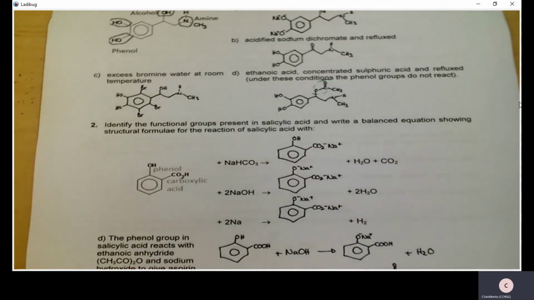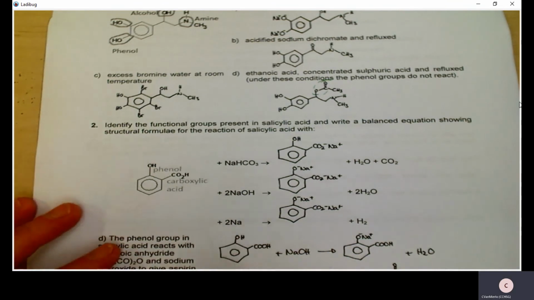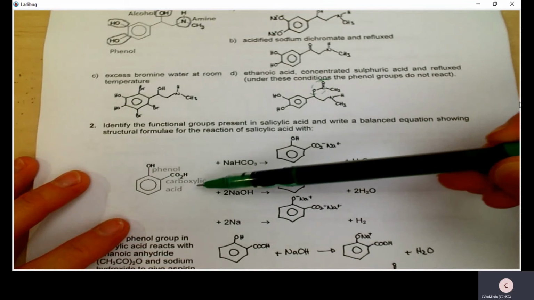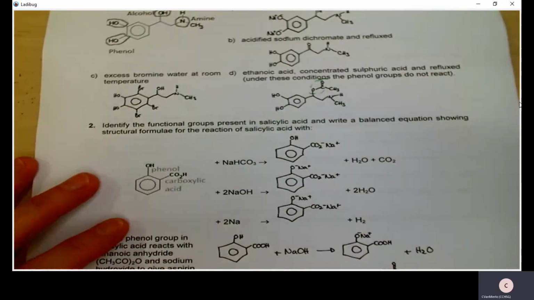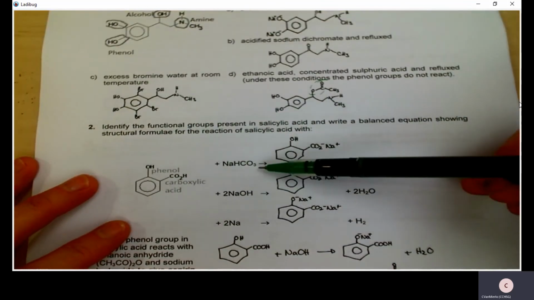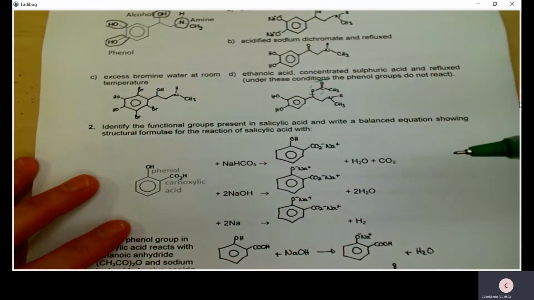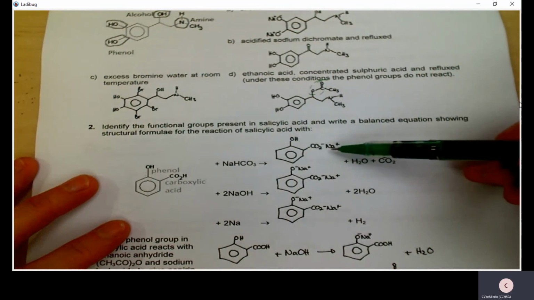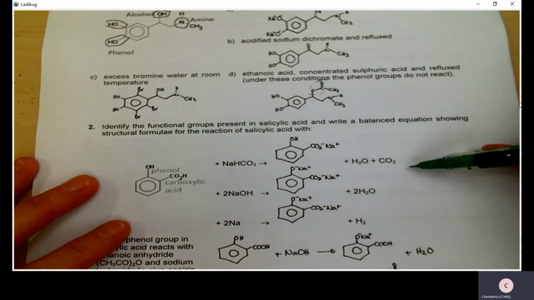So in question 2, identify the functional groups present in salicylic acid and write a balanced equation showing structural formulae for the reaction of salicylic acid with all of these different reagents. So here we have the phenol group and we've got the carboxylic acid group. If we're reacting with sodium hydrogen carbonate, that is a weak base, and that won't react with the phenol group, but will react with the carboxylic acid. So we have the sodium salt produced there, plus carbon dioxide and water.